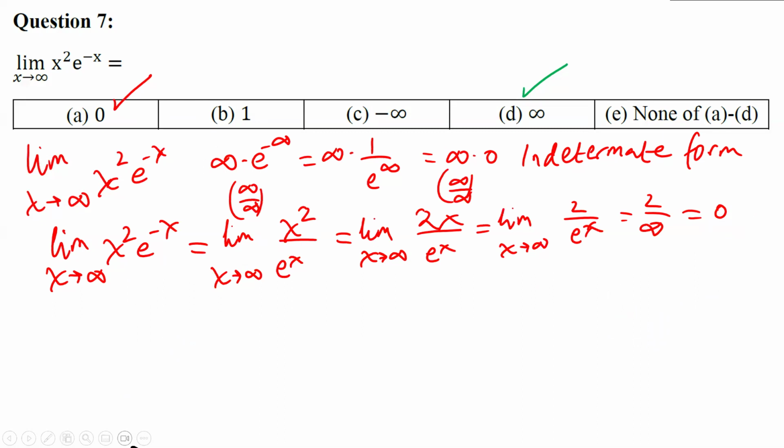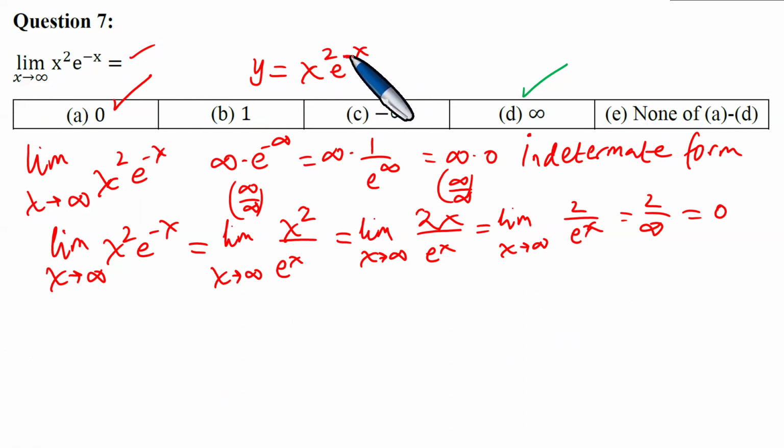A bit strange. All right. Can you not evaluate using graphs? Yes, you can use graphs. But the graphs are tricky, because what would the graph of this be as x approaches infinity? You can sketch the graph of the function x squared e to the power minus x.